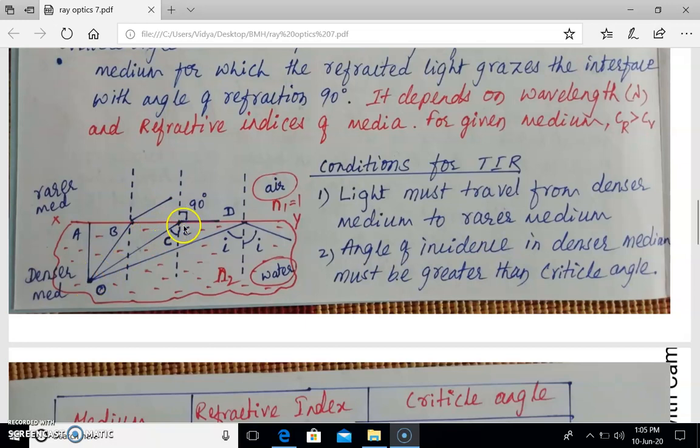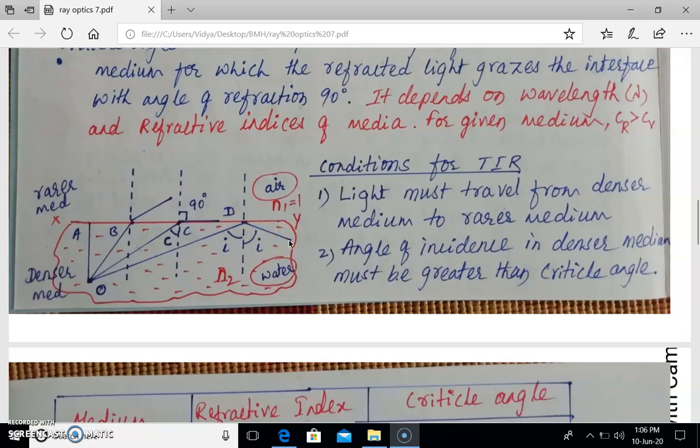A ray OC incident at an angle C, that is the critical angle, after refraction grazes the interface, or the angle of refraction is 90 degrees. The fourth ray, OD, incident in the denser medium at an angle I greater than the critical angle, instead of refraction undergoes total internal reflection, or the light gets totally reflected back into the same denser medium.